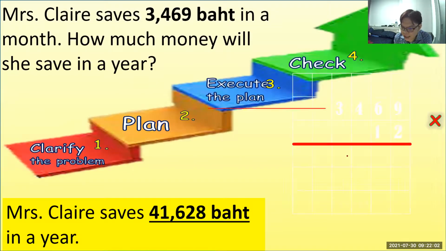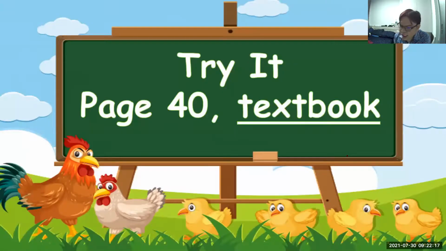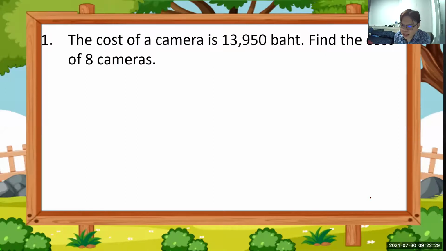3,469 times 12. Remember, we start from the ones place first, and then the tens place. So 2 times 9, how much is that? 2 times 6, 2 times 4, 2 times 3. Then 1 times 9, 1 times 6, 1 times 4, and 1 times 3 to get the final product. Okay?